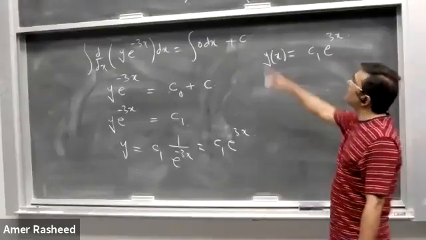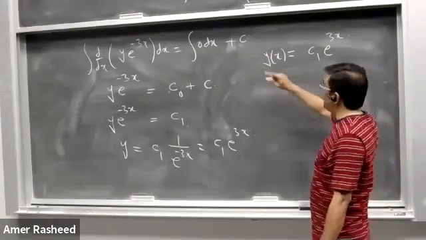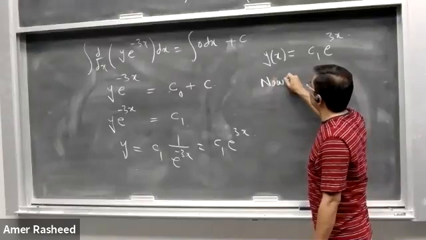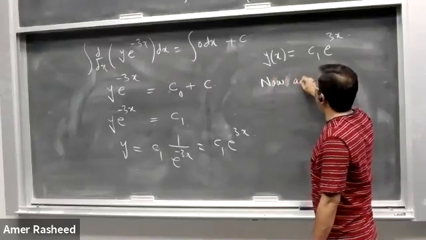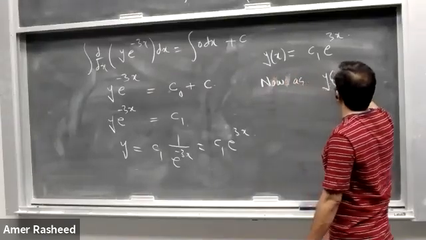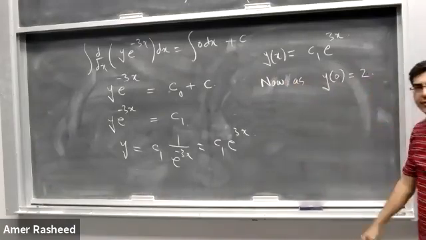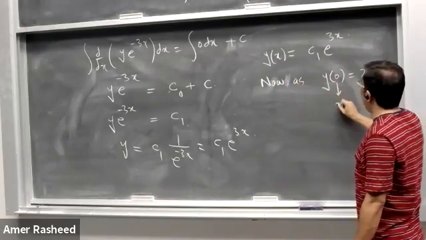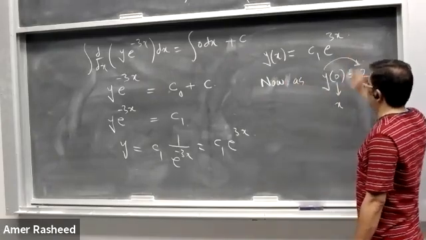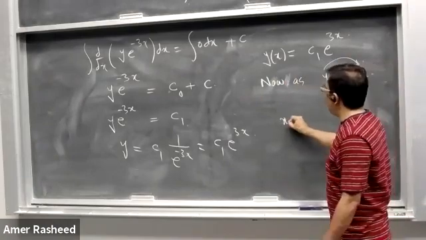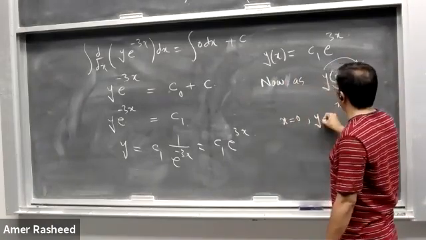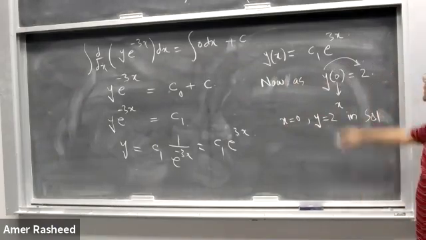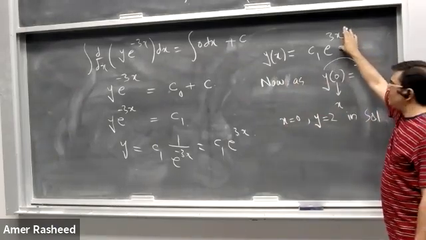Now comes the initial condition here. What is the initial condition? As y of 0 is equal to 2, we have written here. It is given. What does it mean? What do we have here? This is the value of x, and this is the value of y. So you have to insert x equal to 0 and y is equal to 2 in the solution which we have found here.